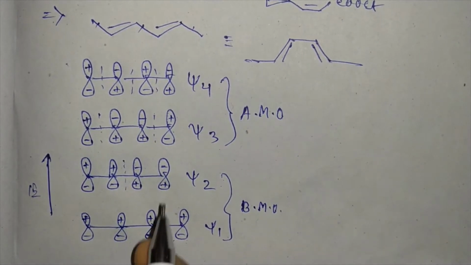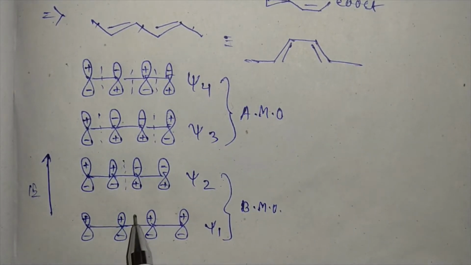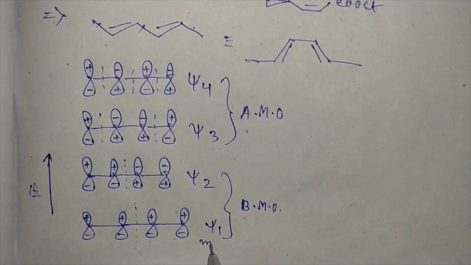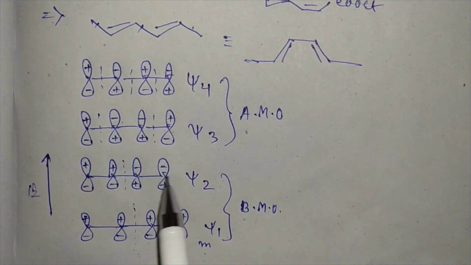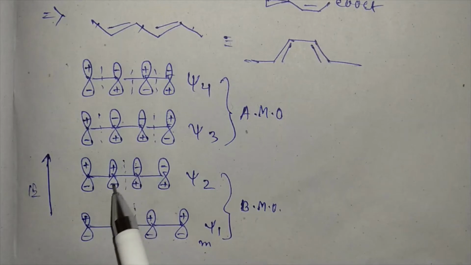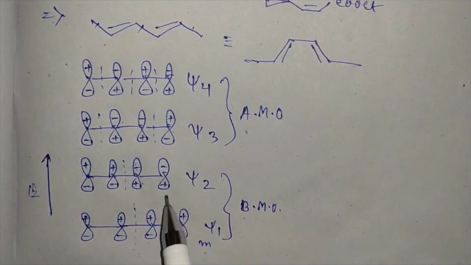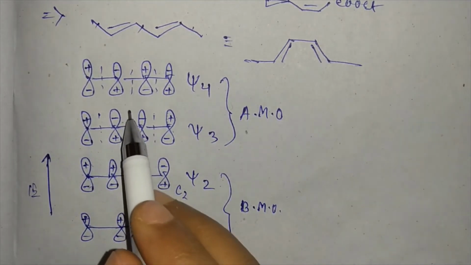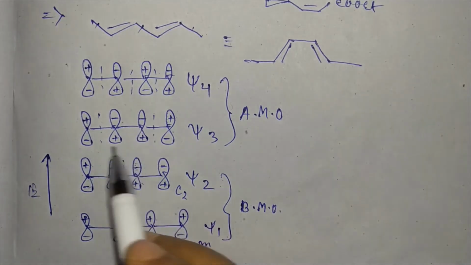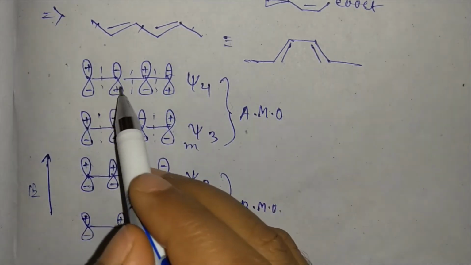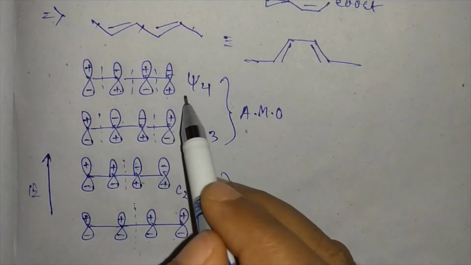Now we will see the symmetry of this molecule. Now this is symmetrical with respect to mirror, so it has M symmetry, whereas in this molecular orbital you can see that this is symmetrical with respect to center of symmetry, so it has C2 symmetry. Again it has symmetry with respect to mirror, so it has mirror symmetry. Again it has center of symmetry, C2 symmetry.